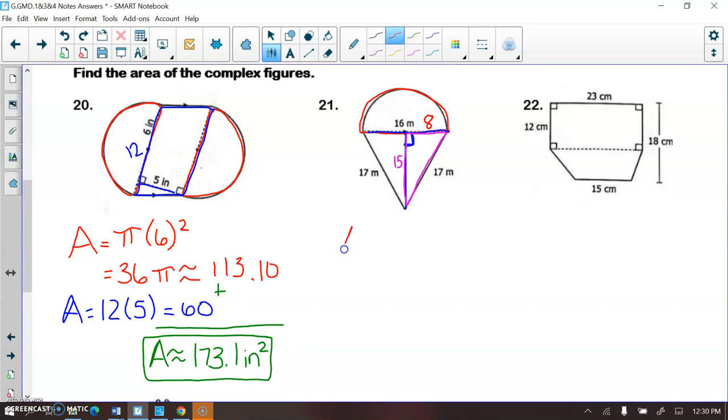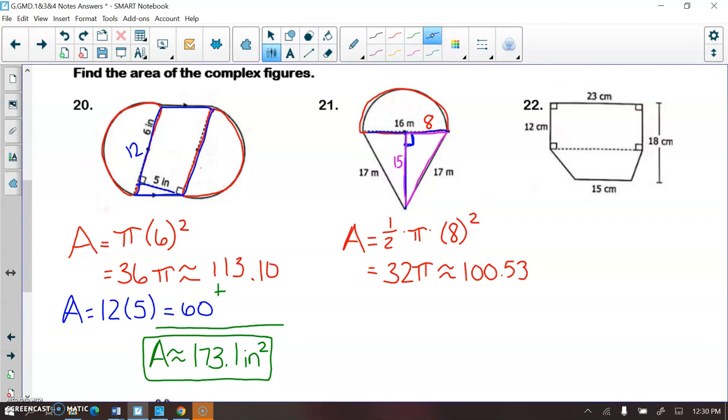So let's look at the semicircle first. The area would be 1/2 times pi times 8 squared. So that comes out to be 64 times 1/2 is 32, so 32 pi, which if I use my calculator, 32 times pi rounded to the nearest hundredth is about 100.53.